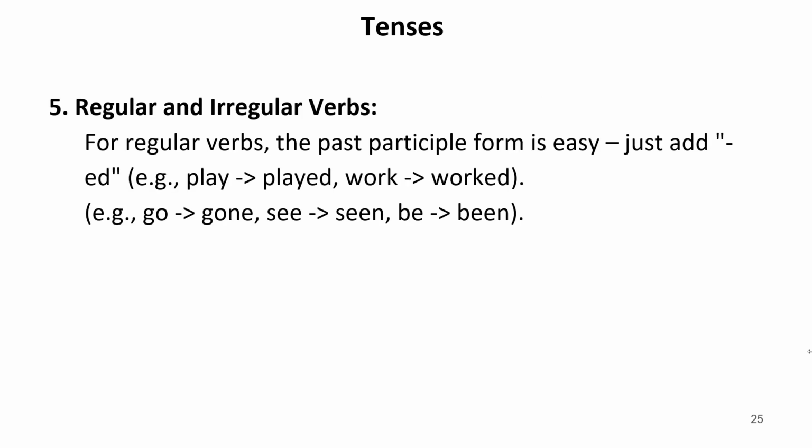Now irregular verbs, what are irregular verbs actually? The third form of verbs can be formed like play, we use played. Work, we just add ed, then that is worked. But for some verbs like go, the second form of it is went and the third form is gone. So this is called past participle. So go, went, gone, see, seen, be, been, and so on.